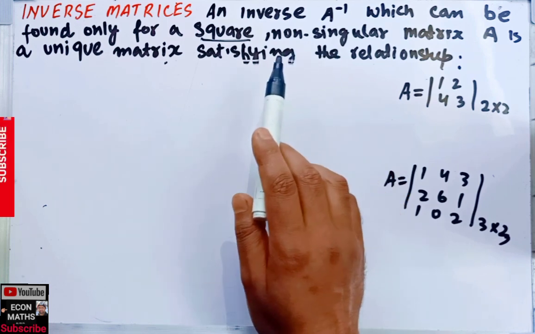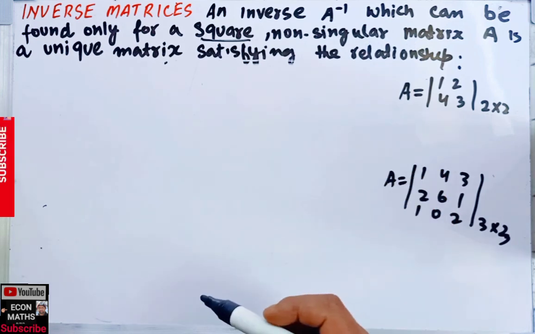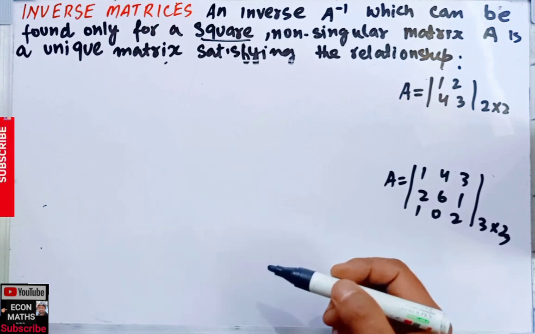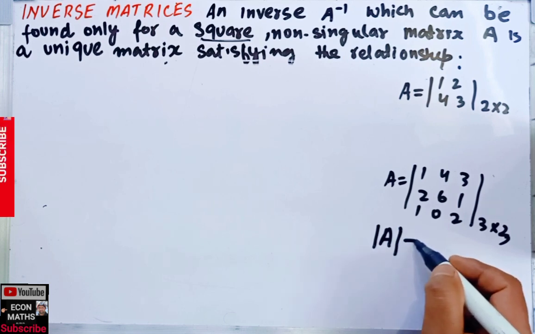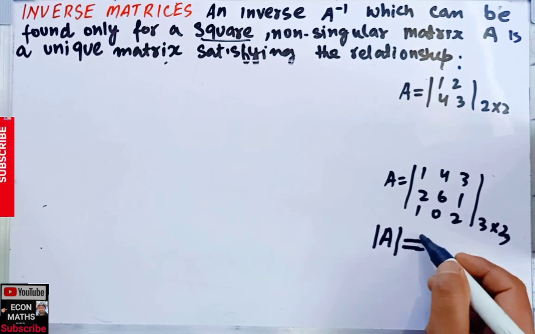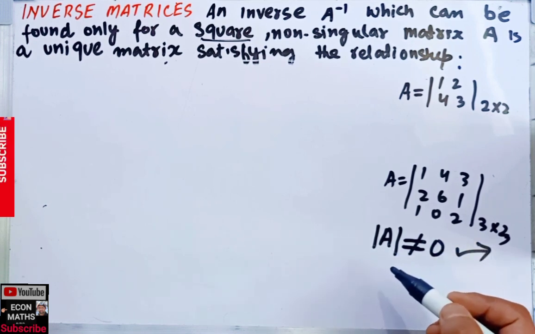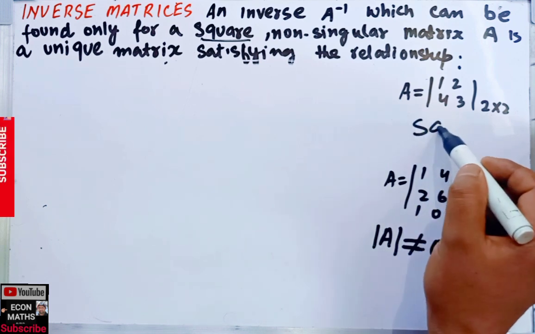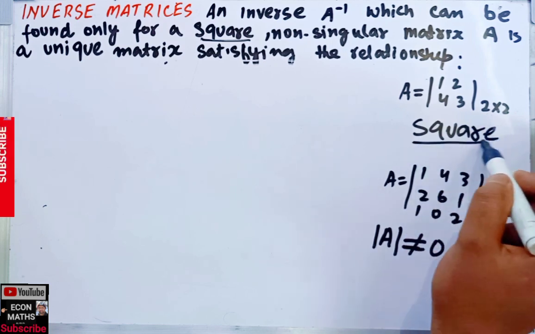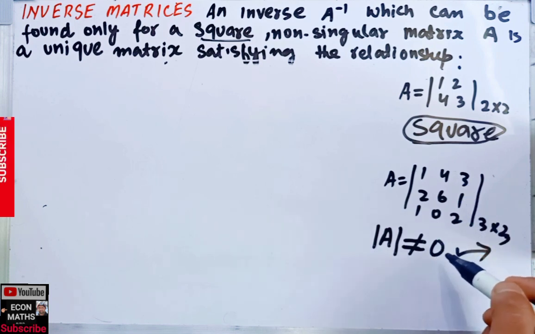The square matrix should also be a non-singular matrix. By non-singular, we mean that the determinant of the given square matrix must not be equal to 0. So these are the two conditions. First, the matrix must be a square matrix, meaning the number of rows and columns must be equal. Second, the determinant must not be equal to 0.